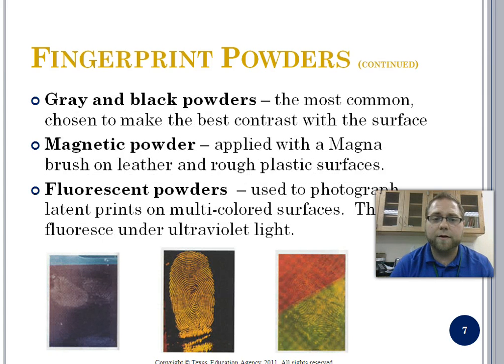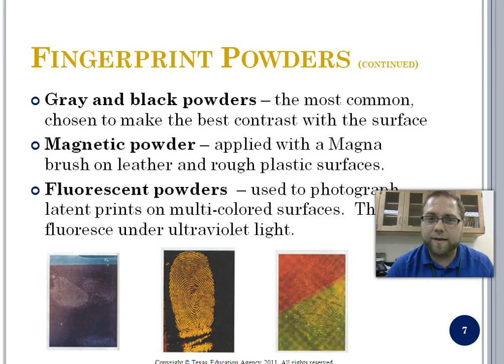And so here are the types of powders. You have gray and black powders. You pick the color that goes best with the surface. If you have a black surface, you probably don't want to put black powder on it because then you can't see it. So you would use a lighter gray powder. There's even white powders. They actually come in all sorts of different colors. I actually have orange powders.